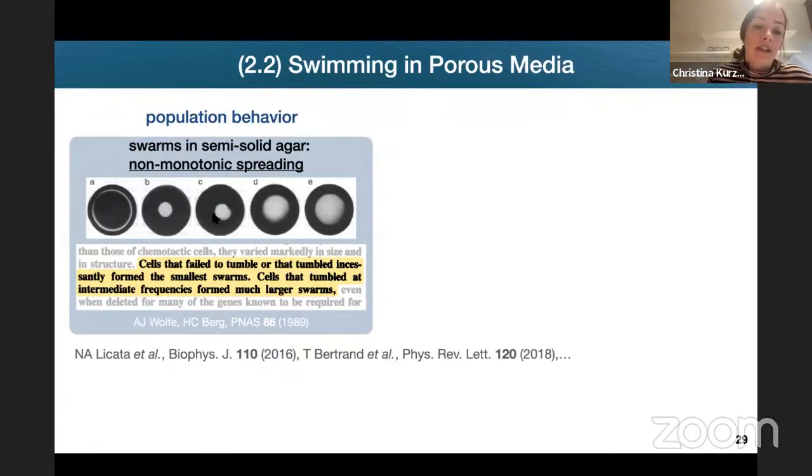And they found something interesting. They found that if cells don't tumble or tumble all the time, the swarms at the end were much smaller than the swarms for cells that were able to tumble at a finite tumbling frequency. Okay, and they looked at this at the population scale, right, at the whole swarm. Now this non-monotonic behavior has been pointed out also in theory for single particle models, so that there's some non-monotonic behavior of how cells spread in porous environments with respect to their tumbling frequency.